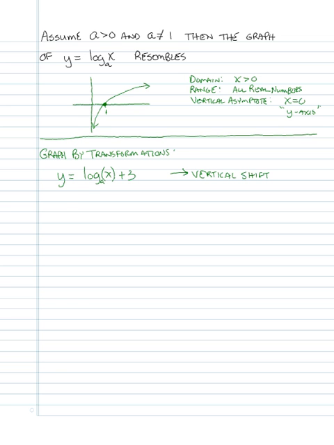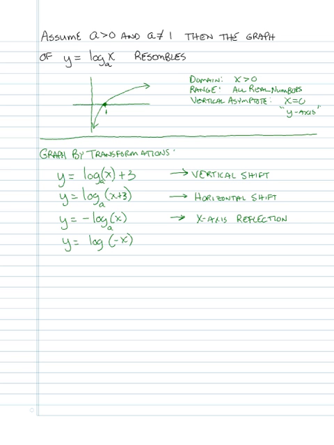On the other hand, if we had y is equal to the logarithm base a of x plus 3, that is, we're taking the logarithm of x plus 3, not the logarithm of x and then adding 3 more to get our y. This is a horizontal transformation. Horizontal shift. If we have the opposite of the logarithm of x base a, this is a reflection, x-axis reflection. And if we had y is equal to the logarithm of the opposite of x base a, this is also a reflection, but it's a y-axis reflection.